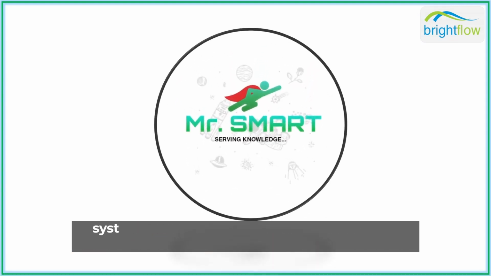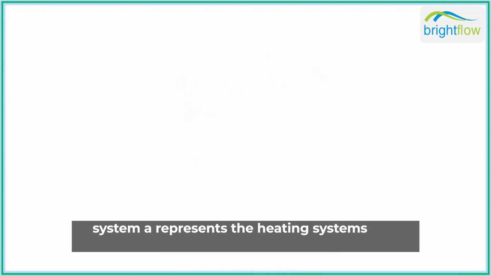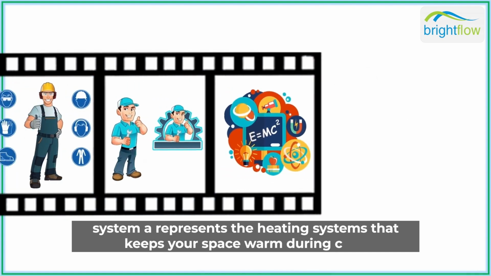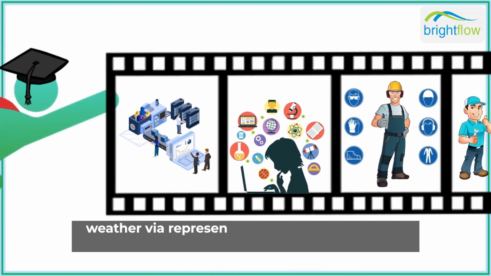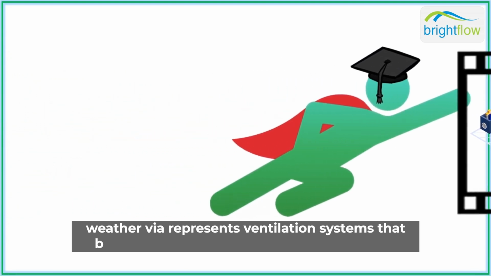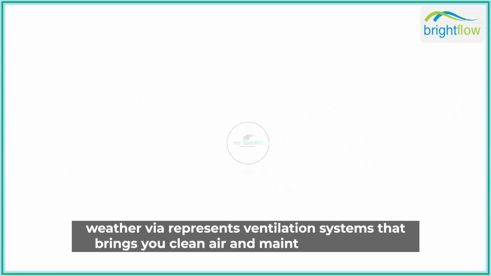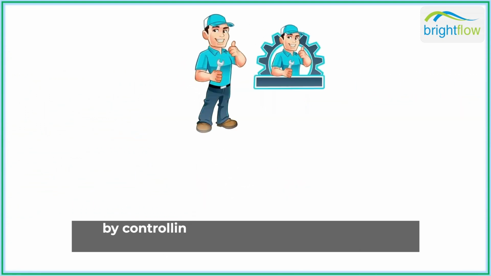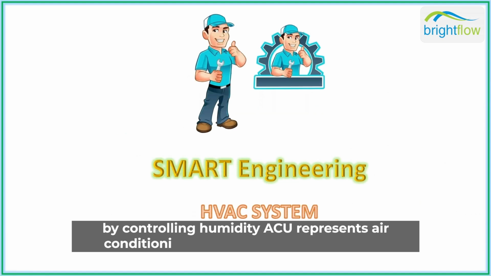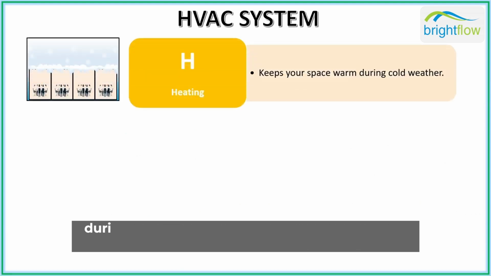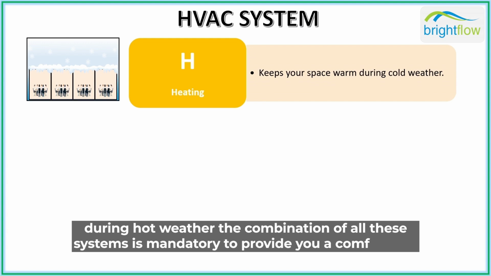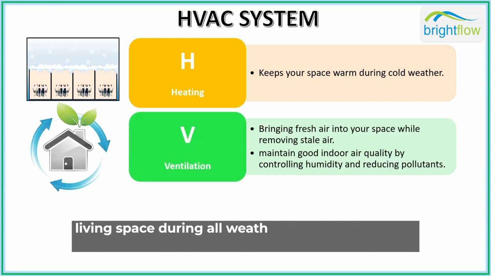In HVAC, H represents the heating system that keeps your space warm during cold weather. V represents the ventilation system that brings you clean air and maintains air quality by controlling humidity. AC represents the air conditioning system that cools your space during hot weather. The combination of all these systems is mandatory to provide you a comfortable living space during all weather conditions.